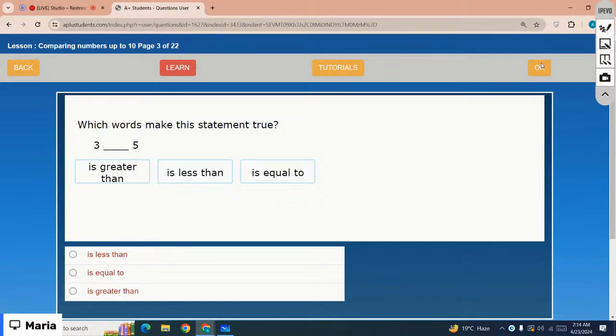Which word makes the statement true? 3 and 5, which is the correct option? When counting, 3 comes before 5, right? That means 3 is less than 5.